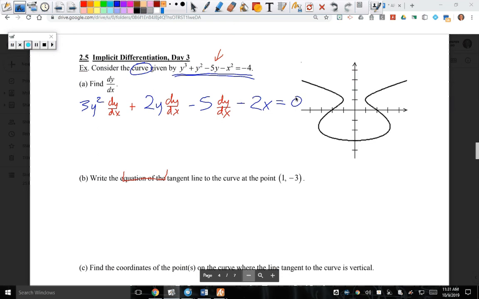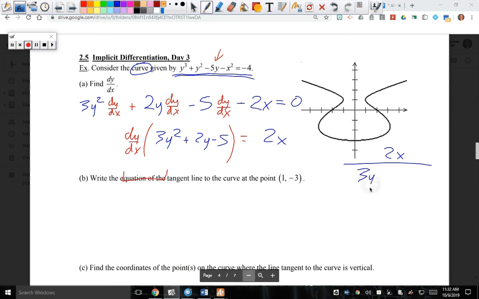And now my goal is just to get this all by itself. What question would I ask myself right now? How many terms do I have? 4. 3 of them have dy/dx GCF'd out. Moving the 2x, we're adding it to the other side. And then we're left with 3y squared plus 2y minus 5. And yes, you're just going to divide everything by this 3y squared plus 2y minus 5, and this is my derivative.